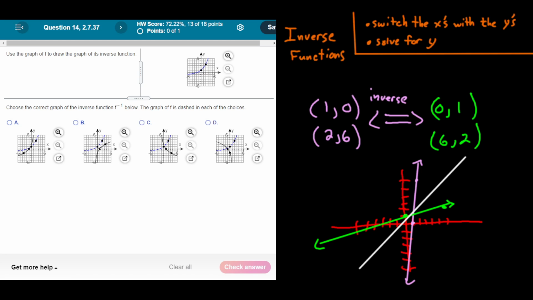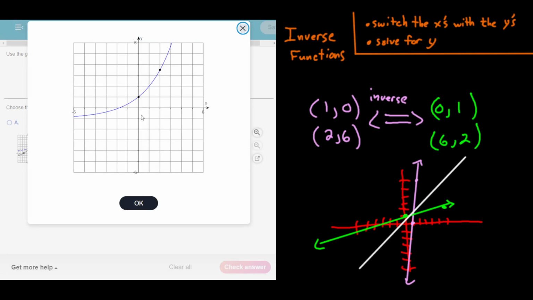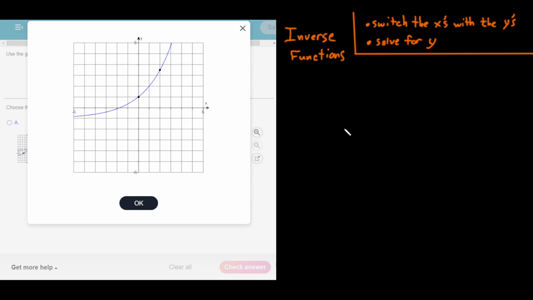So which one of these looks like an inverse? Well, let's go ahead and pick out some points. We need solid points. We need solid evidence. So let's write them down. Looks like we have 0, 1 for 1 point. So 0, 1. And then we have 2, 1, 2, 3, 4. So 2, 4 for the other.